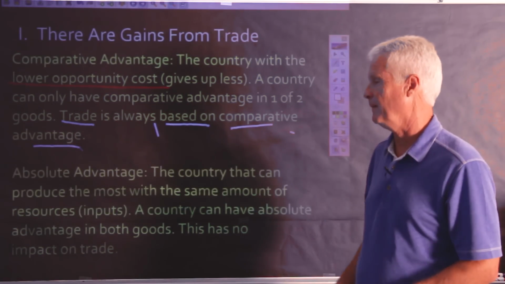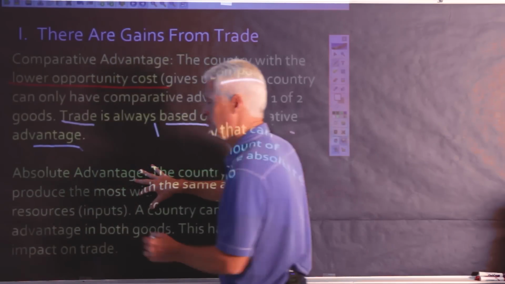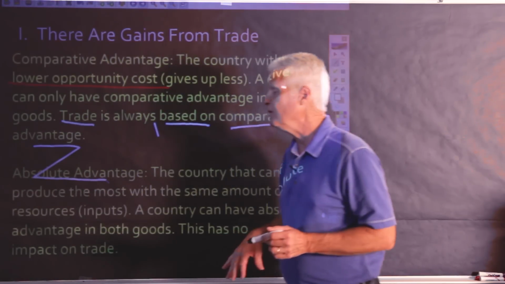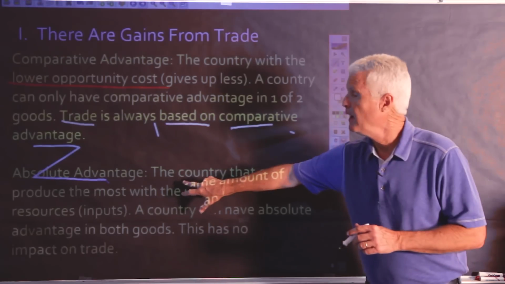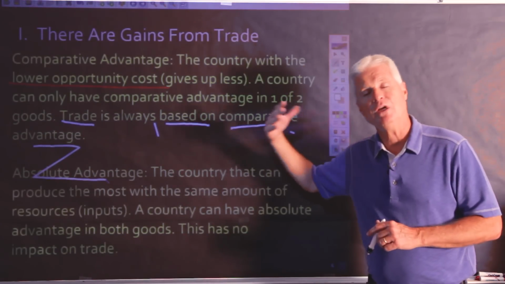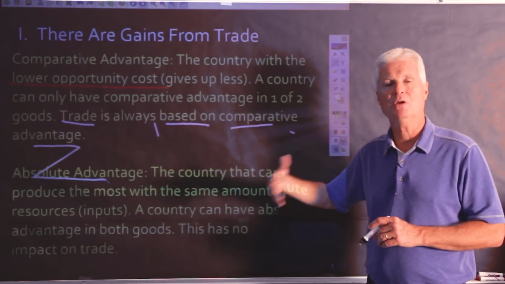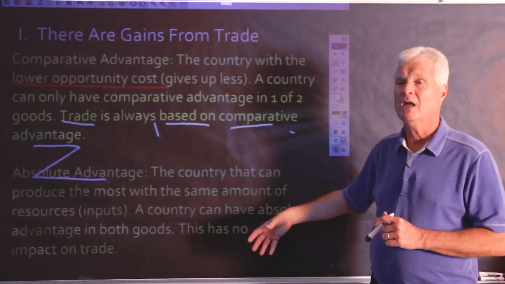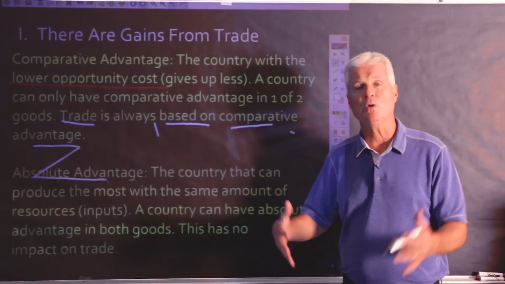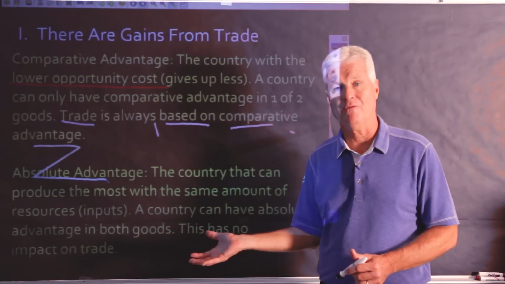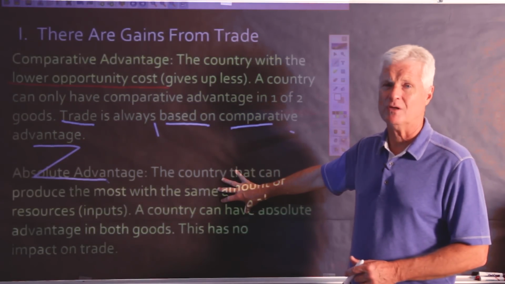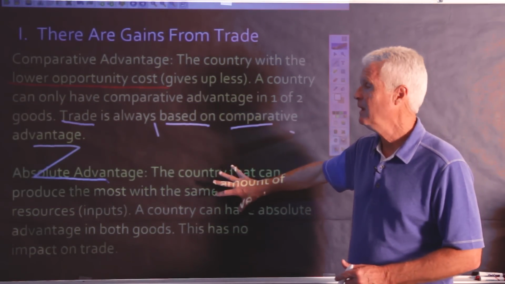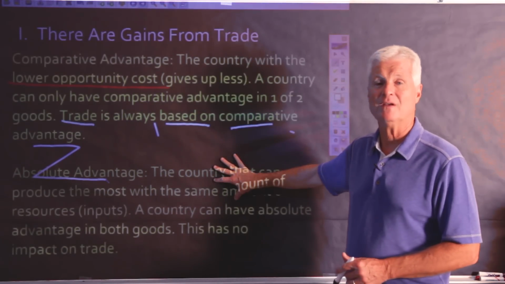Pause, write it down. Okay, absolute advantage. Absolute advantage is who can do it better, who can make the most with the fewest amount of resources. Now, the United States is really good at producing tons of stuff. And so we can produce all kinds of things better than most other countries can, but absolute advantage when it comes to trade doesn't matter.